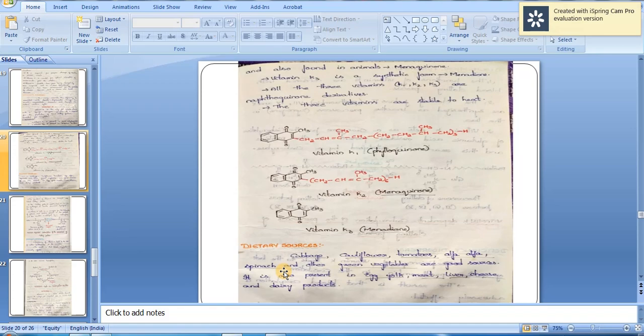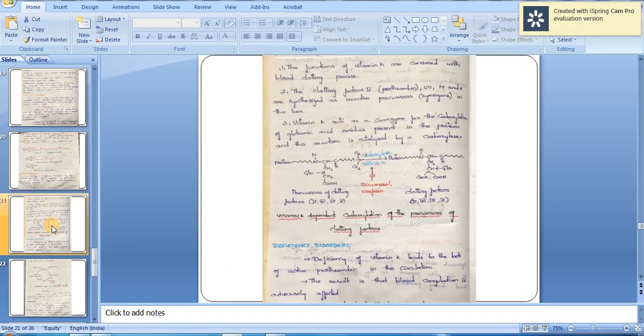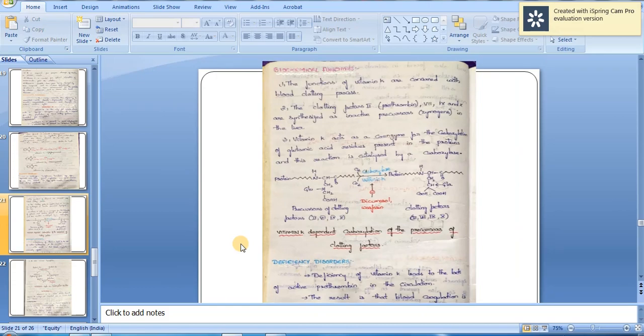Next, biochemical functions of vitamin K. The functions of vitamin K are connected with the blood clotting process. It brings about the post translation modification, that means after protein synthesis in the cell, of certain blood clotting factors. The clotting factors 2 (prothrombin), 7, 9 and 10 are synthesized as inactive precursors in the liver.